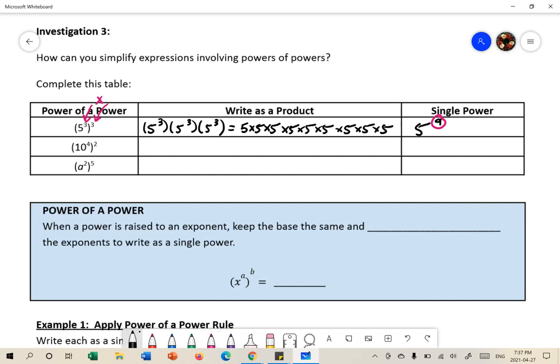Let's try the next one. So 10 raised to 4, and then that's raised to 2. So my base is 10 to the power of 4, multiplied by itself 2 times, which is equal to 10 times itself 4 times. And then that's multiplied by 10 times itself 4 times. So the base is the same, and the exponent is 4, 5, 6, 7, 8.